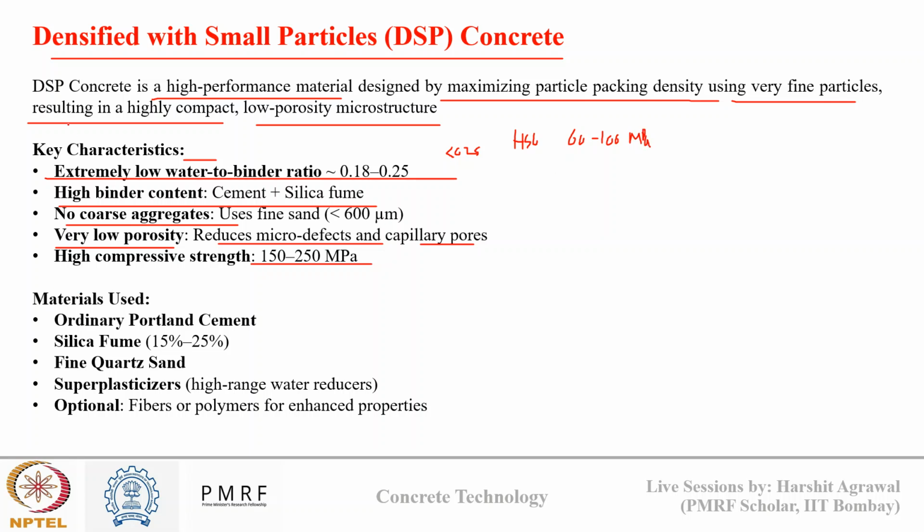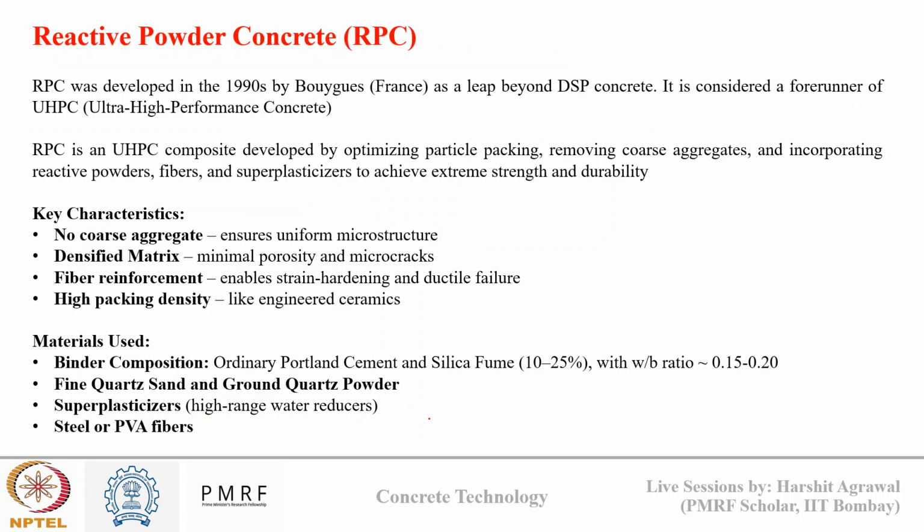Okay, and how do we make this DSP concrete? By using ordinary Portland cement, silica fume at a certain replacement percent, by using very fine quartz sand so that we can minimize the presence of voids, by using certain superplasticizers so that we can make the concrete workable initially, and optional adding of fibers or polymers to enhance the property.